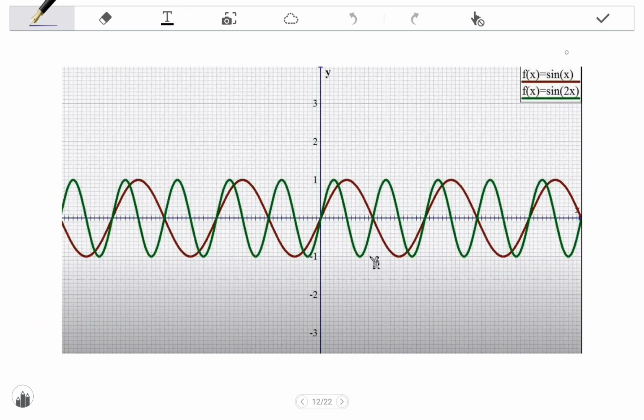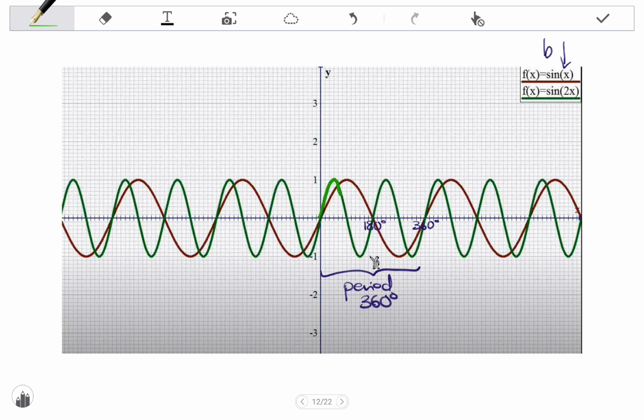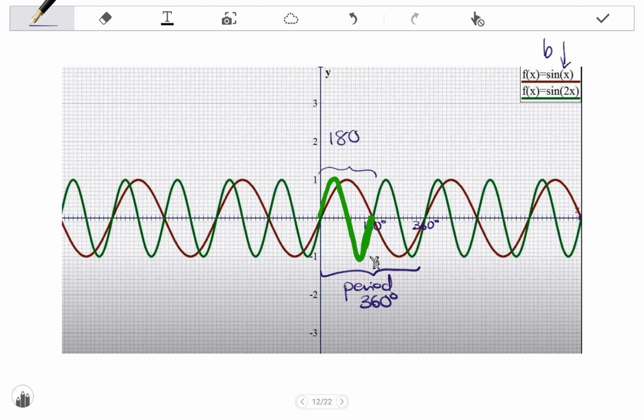Now we have a change in the B value. B is the coefficient of x. So remember that B tells us something about the period of the graph. If we look at the original graph, let me just write in some values here: 180, 360. The original graph had a period of 360 degrees. Our new graph, if we just follow it, takes only 180 degrees to complete a full cycle. So our period here is 180 degrees.